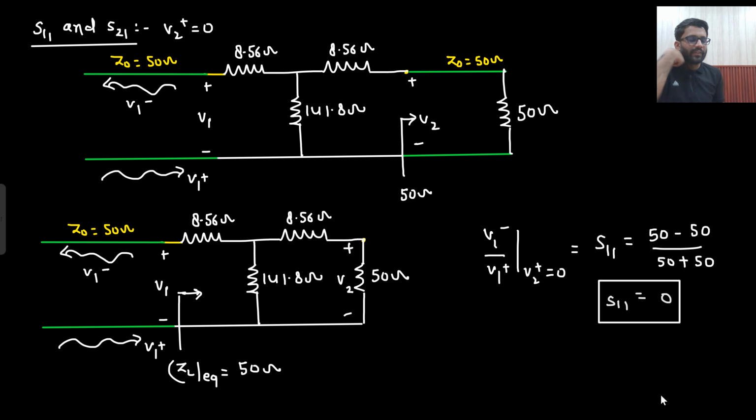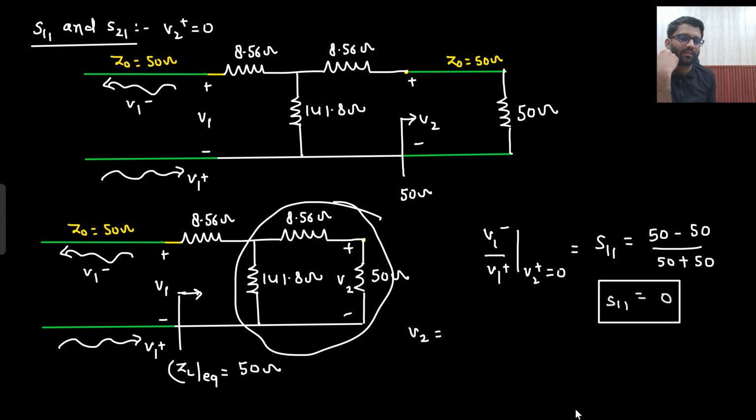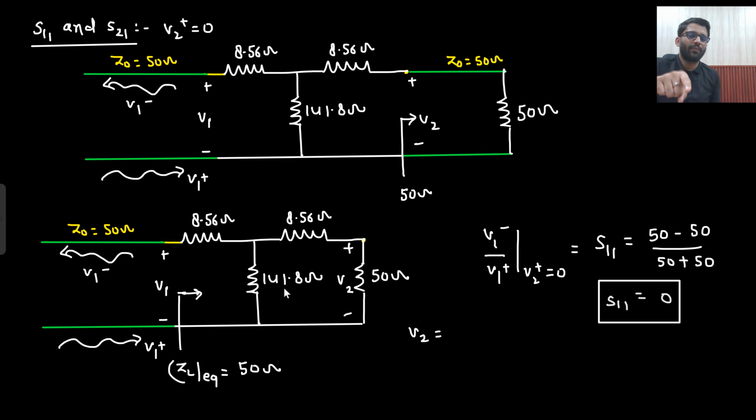Is that clear to you? S11 is 0. Now what else do you know? Now you need to find the relation between V1 and V2. Can you solve it with respect to network analysis? Yes. What I need to find is V2 in terms of V1. So how can I find it? First you will find the equivalent of this one. 141.8 parallel with 58.56 will be 41.44.